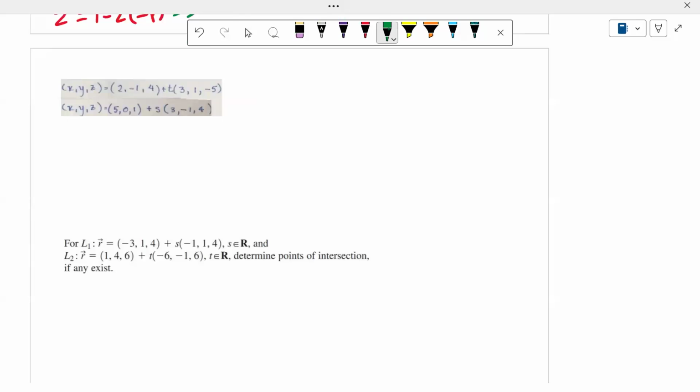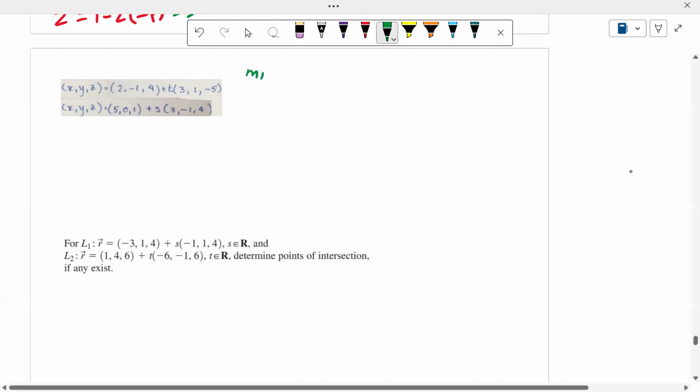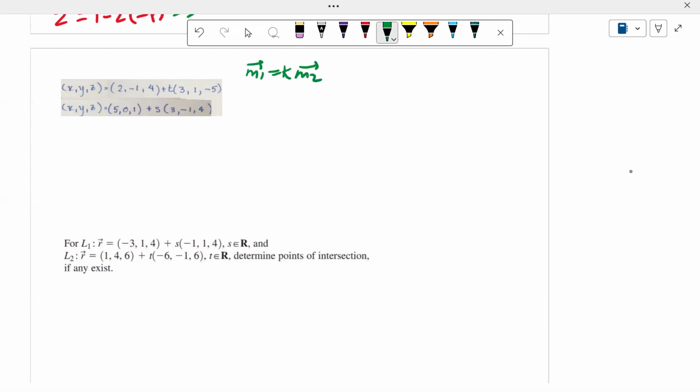The first thing you have to do is to see if these two are parallel. So I'm going to say m1 is equal to k m2, these two direction vectors.